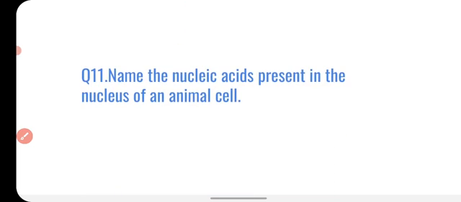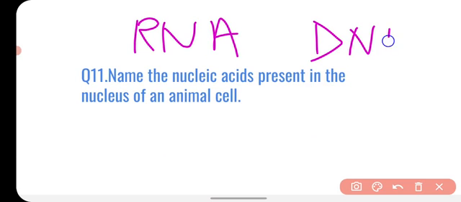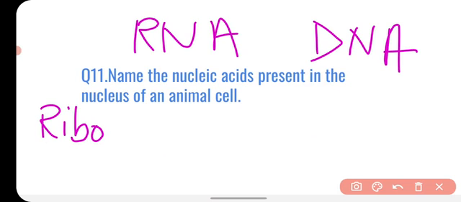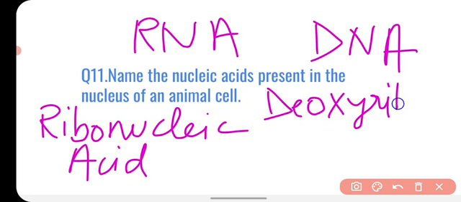Now the next question is, name the nucleic acids present in the nucleus of an animal cell. So there are two types of nucleic acid, RNA and DNA. RNA stands for ribonucleic acid. DNA stands for deoxyribonucleic acid.